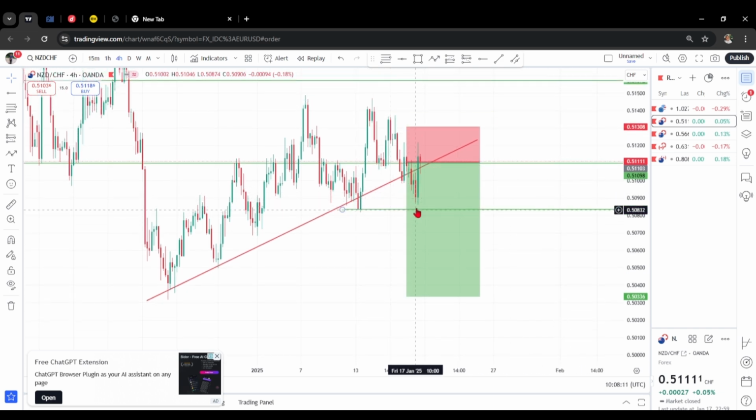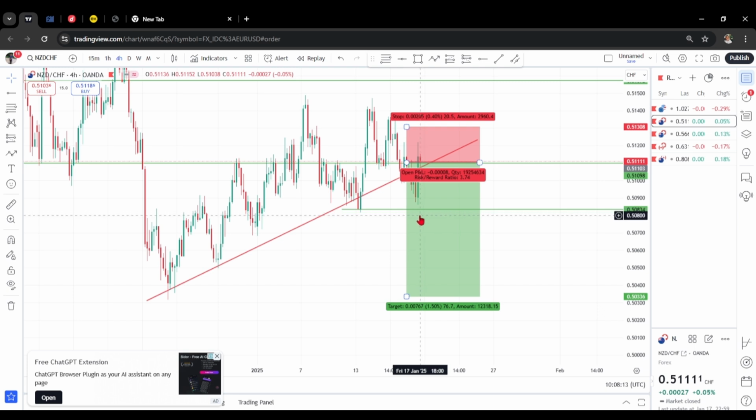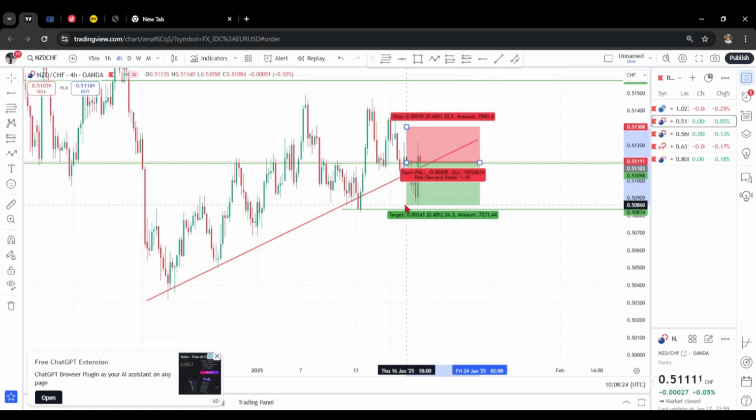I was waiting for the market to hit here so I could take 50% of my profit out before I moved my stop loss to break even. But the last time I checked the market, it was trading around this area. This was where it was trading. So I moved away from my chart and went to do other things.